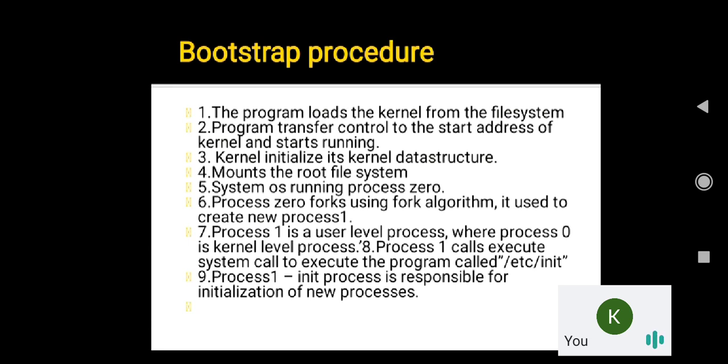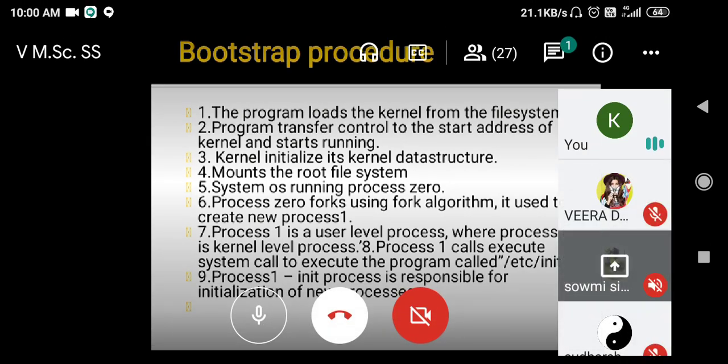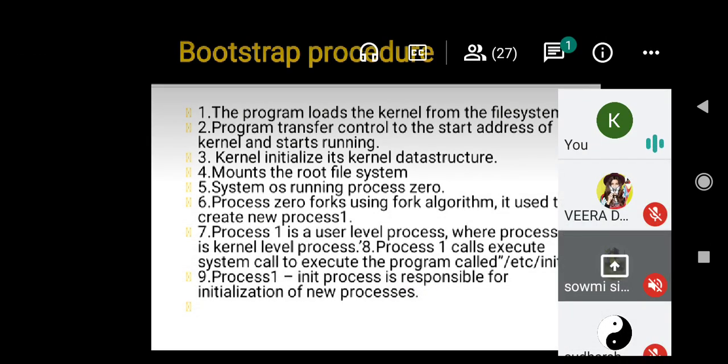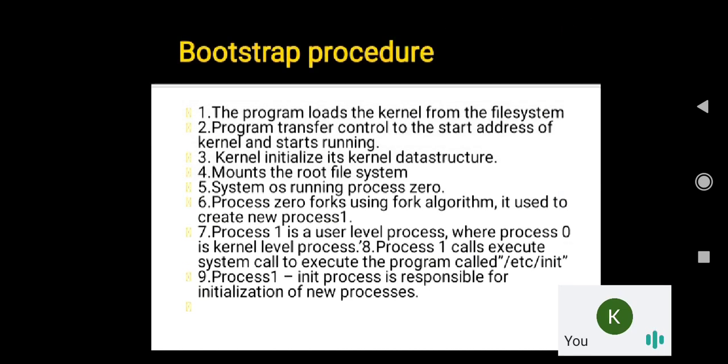That's the fourth action. The fifth action is about running process 0, the swapper process. So it's going to start the swapper process. And then the sixth one is that process 0 is going to fork using the fork algorithm, so it creates a new process, process 1. So process 0 is the one that creates the init process, process 1.